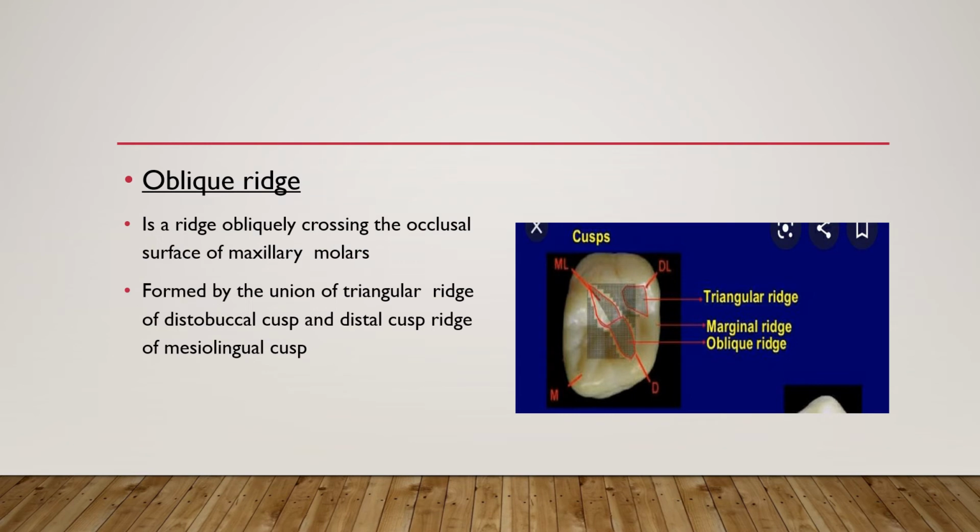There is one more kind of ridge known as oblique ridge, and it is seen on the occlusal surface of the maxillary molar. Now how is this ridge formed? It is formed by the union of the triangular ridge of the distobuccal cusp of the maxillary molar and the distal cusp ridge of the mesiolingual cusp. They join together and run obliquely, crossing the occlusal surface of the maxillary molar. They obliquely cross the surface, as you can see in the picture.